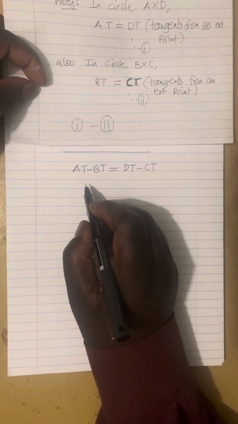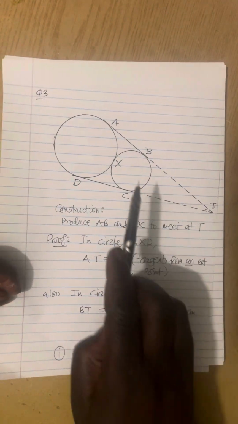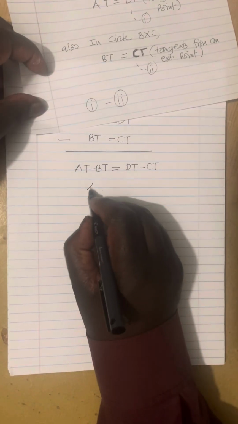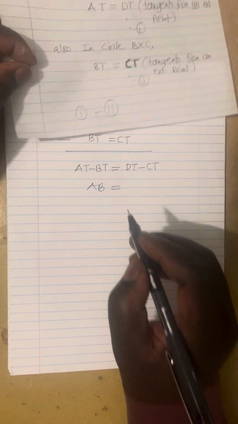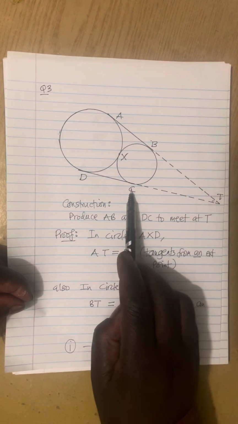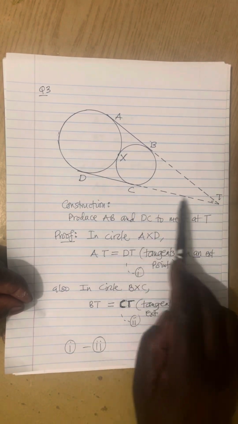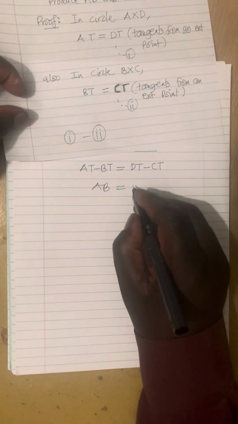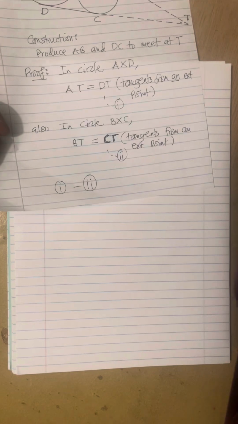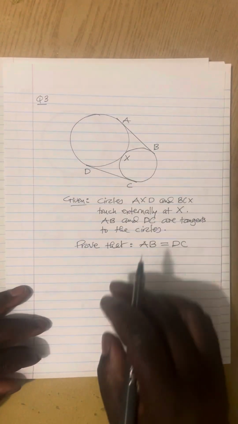So we can comfortably say that AT minus BT is equal to AB. That is actually AB is equal to DT minus CT. DT minus CT is actually DC. If you check, this is what the question required us to prove here. Prove that AB equals DC.